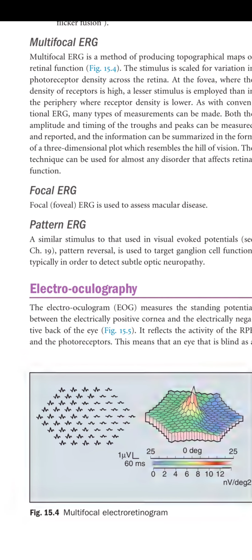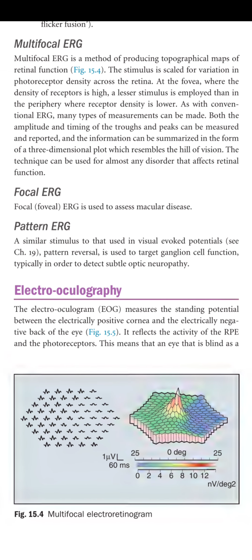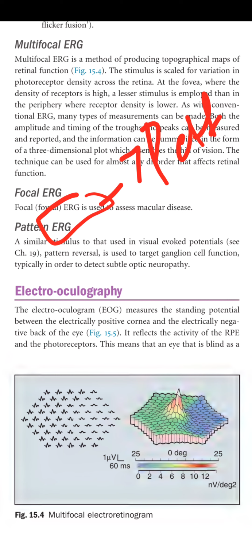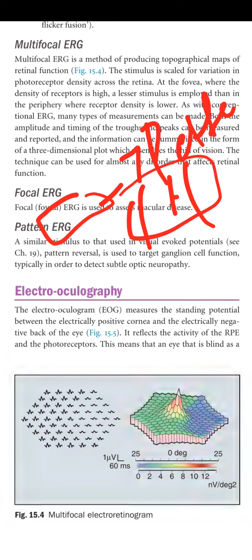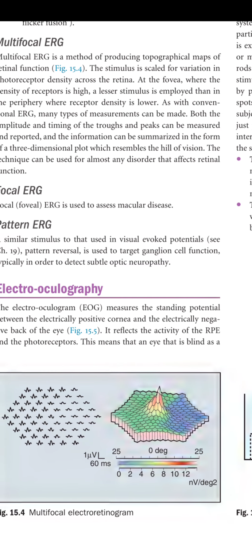Next is the focal ERG. Focal foveal ERG is used to assess macular disease. Pattern ERG uses a stimulus similar to that used in visual evoked potential. Pattern reversal is used to target ganglion cell function, typically in order to detect subtle optic neuropathy. So in this ERG we use a pattern stimulus to stimulate the retina, and it basically targets ganglion cell function to detect subtle optic neuropathy.